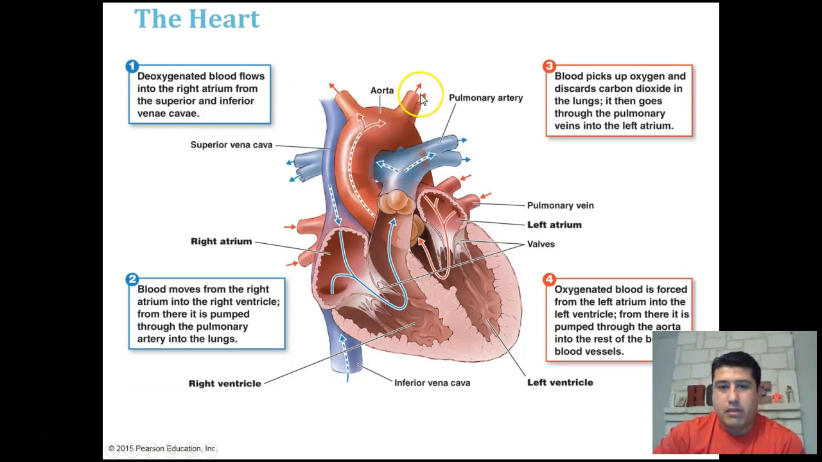It then goes into the upper body, the head and neck, and arms, and then it travels down the descending aorta behind the heart, and eventually delivers blood to the entire lower body.